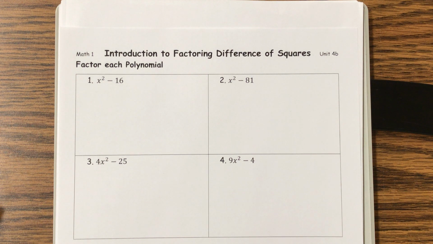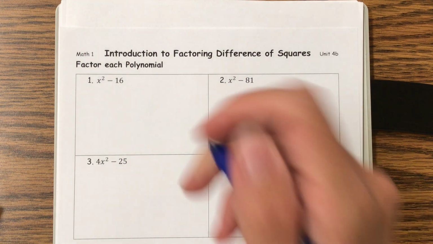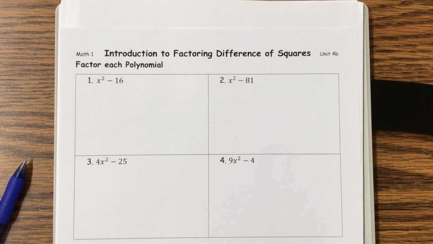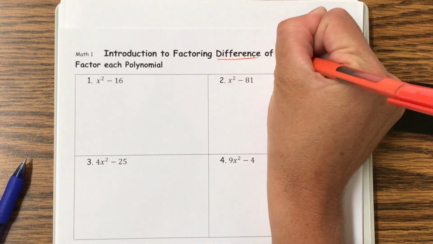So all of these terms, whenever you've got two terms, subtraction between them, perfect squares, they have a special title to them. They fall under their own category, and they are known as difference of squares. So this lesson is an introduction to factoring difference of squares.